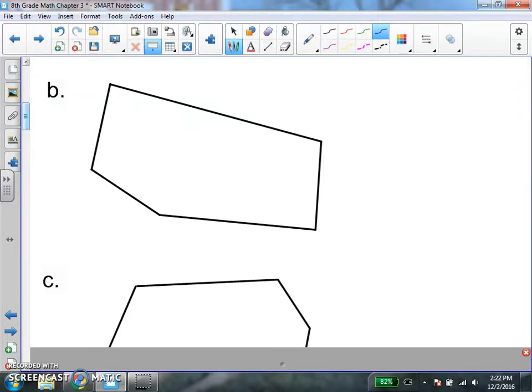Okay, hopefully you have tried B through E. I will put the answers up here so that you have them and you know for sure. Letter B is a pentagon. 5 sides. It has 5 sides. And if you look at a pentagon, you can split it into a triangle. There's one triangle.